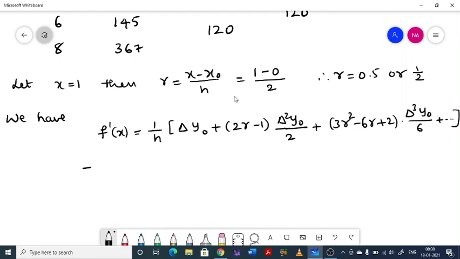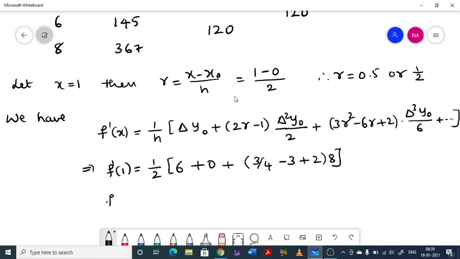So substituting these values, we will be getting f dash of 1 equal to 1 by 2 into delta y naught 6 plus 0 plus 3 by 4 minus 3 plus 2 into 8. So f dash of 1 is 2.